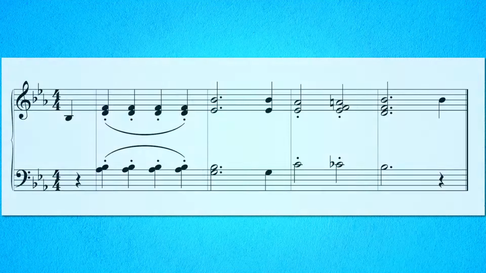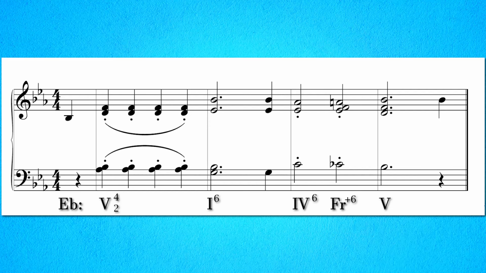A great example of a composer using the French augmented sixth chord can be found in Beethoven's Piano Sonata No. 8, the Pathetique, in the third movement. In this passage, Beethoven is in the key of E flat major. We start the phrase on a 5-7 chord, which then transitions to a 1 chord, then a 4 chord in first inversion. Next, the French augmented 6th chord, and then the 5 chord.